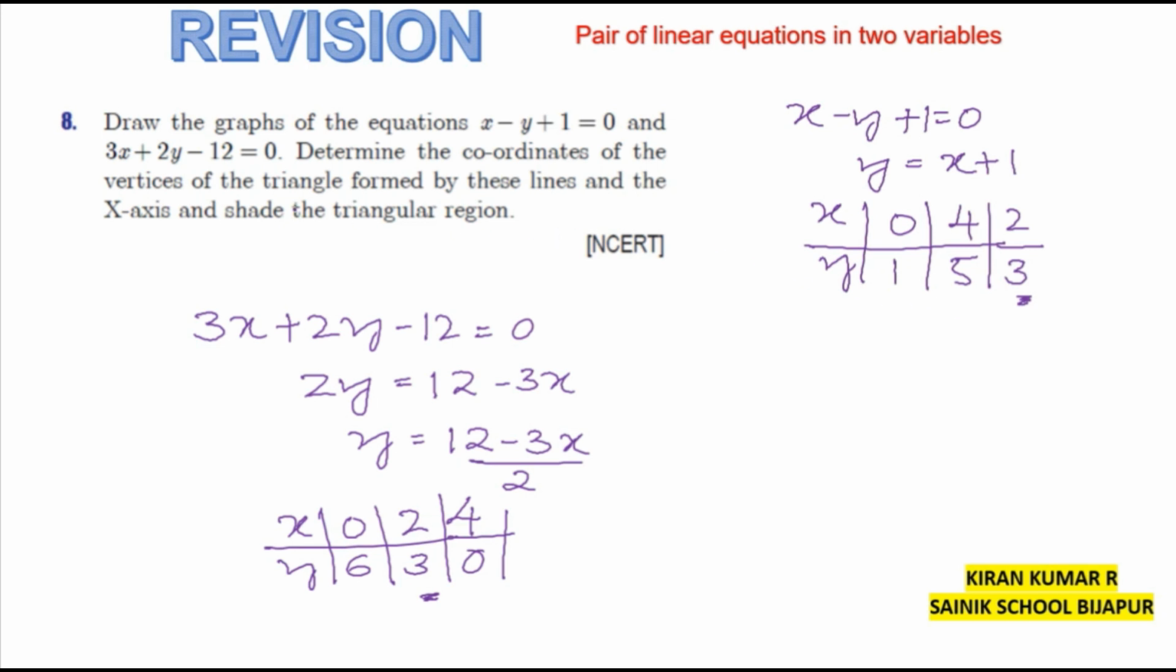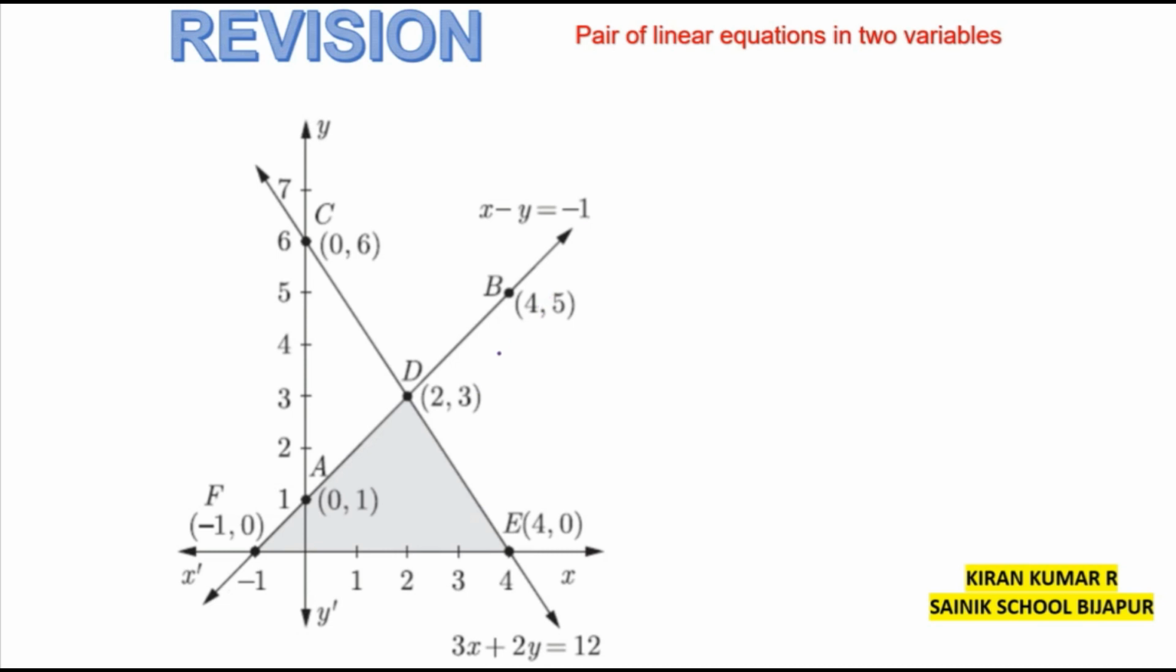Now the task is, we have to get a triangle with these two lines and the x-axis, then shade the region. I'll show you the graph. You can also practice plotting on the graph. This will be the graph of the given equations. x minus y plus 1 equal to 0, that is x minus y equal to minus 1, and 3x plus 2y minus 12 equal to 0, nothing but 3x plus 2y equal to 12. They intersect at (2, 3).